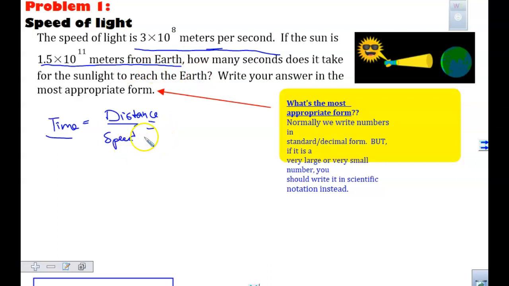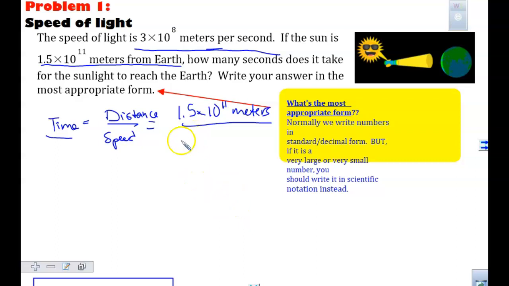So we have to decide which one is speed, how fast we're going, and which one is our distance. So I should be looking at distance being, say it one more time, the 1.5, please write down, times 10 to the 11th meters. That is my distance. Anytime we're looking at distance, it's going to be meters, miles, whatever we're looking at.